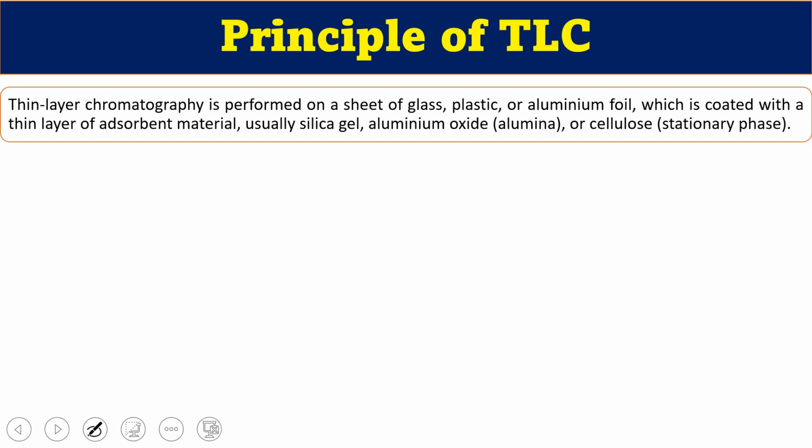In this TLC, the separation is performed on a sheet of glass, plastic or aluminium foil, which is coated with a thin layer of adsorbent material. This silica gel, aluminium oxide or cellulose works as the stationary phase.